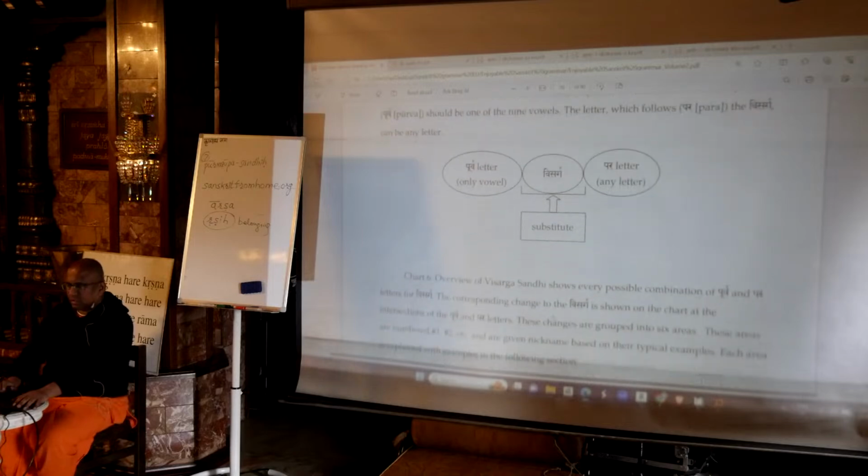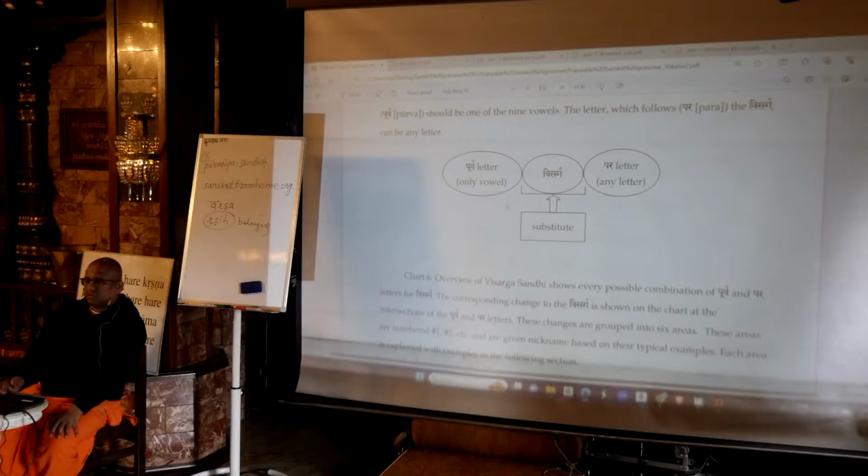If you look at the combinations, the Purva letter is only a vowel, meaning before Visarga, out of 13 vowels, it can be any vowel. Before Visarga there can be Akar, Ukar, Ikar, Rikar also. Examples are fewer with Rikar, but technically any vowel can be there before Visarga.